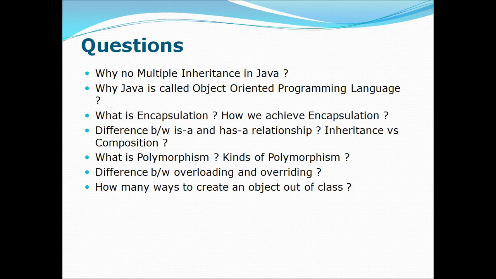Why is Java called an object-oriented programming language? Because communication in Java happens between objects using methods. Okay, and it follows some of those object orientation rules. What are the rules? Class, object, inheritance, polymorphism, abstraction, encapsulation. So all the rules are followed by Java. So only we call this an object-oriented programming language.